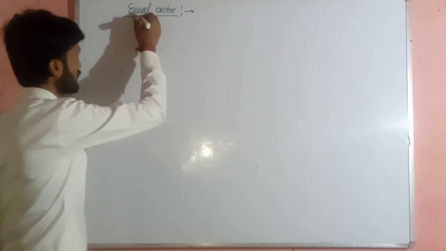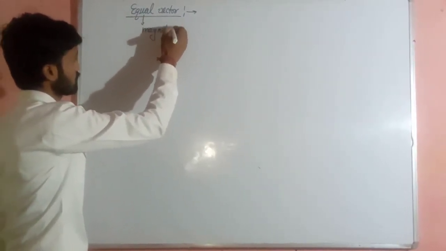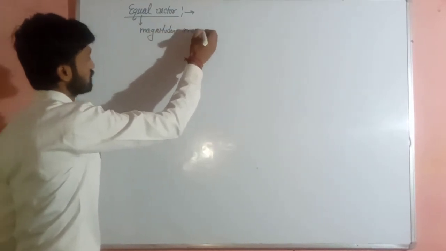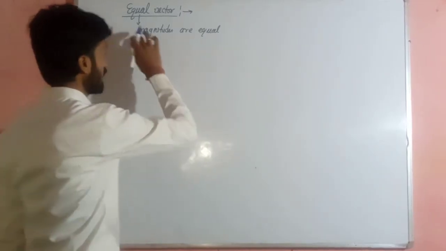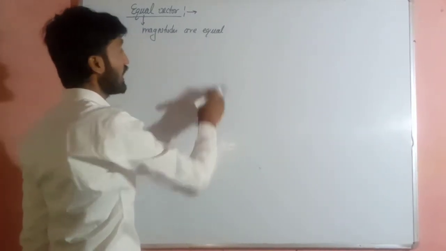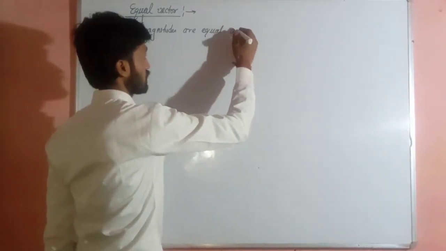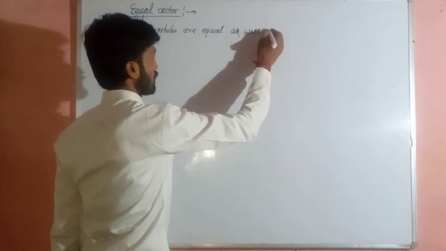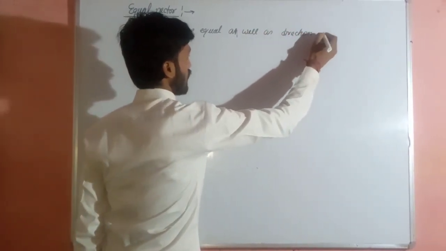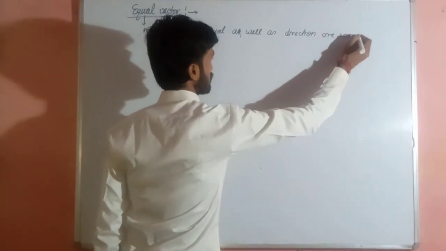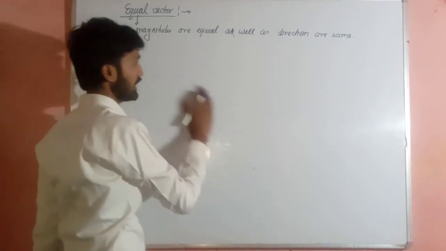Equal vector means magnitudes are equal as well as directions are the same. What will the direction be? It will be the same. Okay.